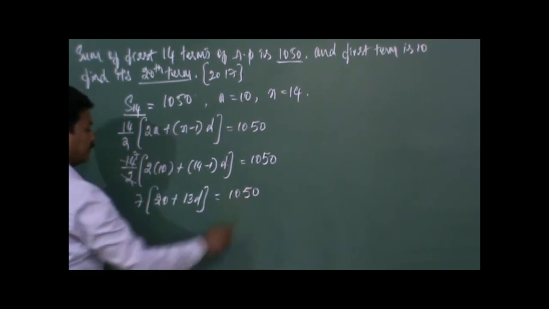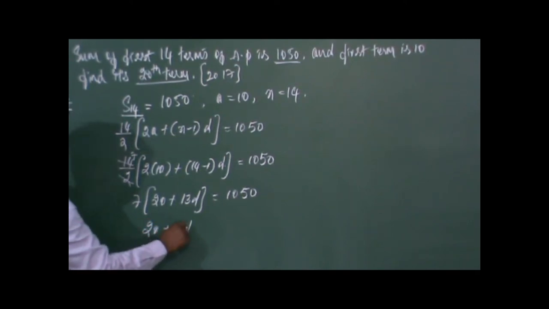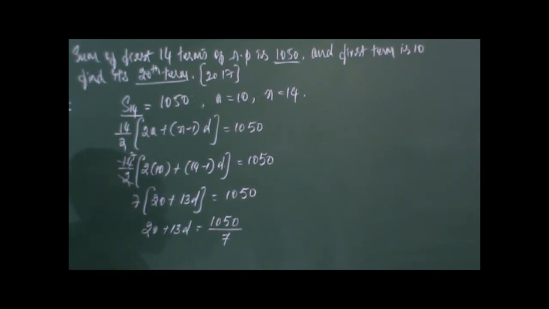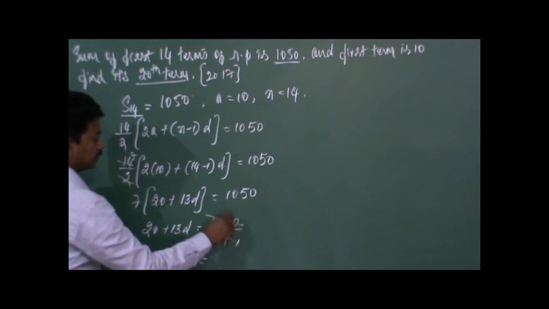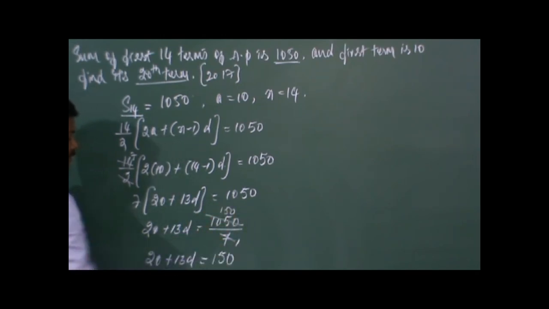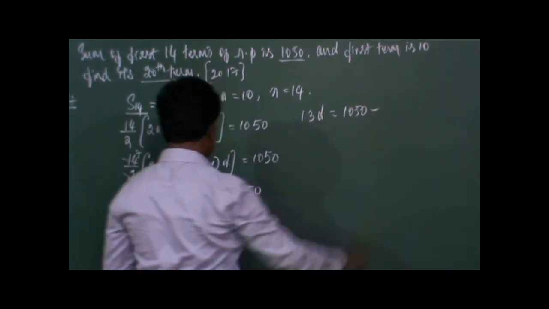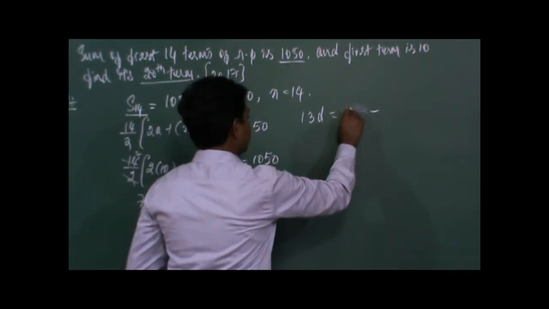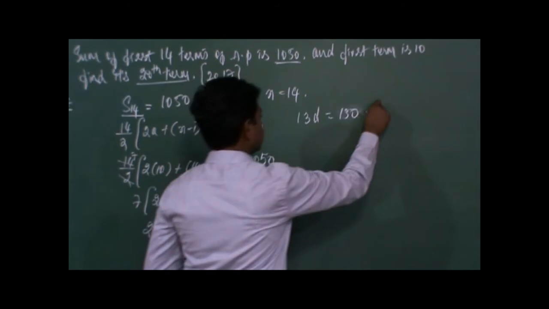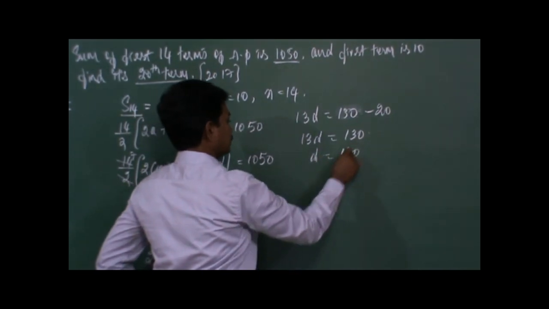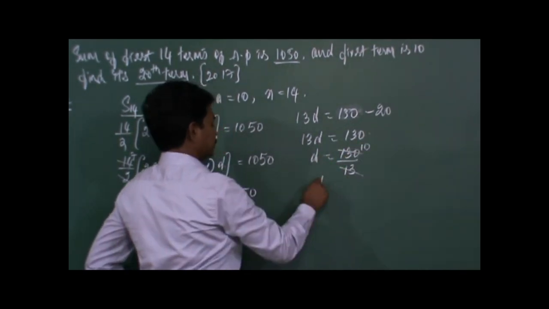Is equal to 1050. So 20 plus 13d is equal to 1050 divided by 7, 7 comes to the denominator. You divide 1050 by 7, so it comes to 20 plus 13d is equal to, 7 1 times 7, 150 times, that is equal to 150. So 13d remains here, 20 will be transposed to the RHS. So 13d is equal to 150 minus 20, gets transposed, it is minus 20. So 13d is equal to 130. So d is equal to 130 by 13. So it is 10 times. So d is equal to 10.